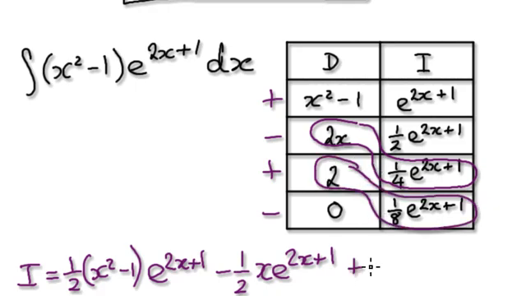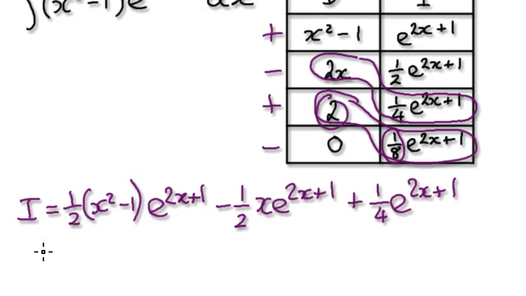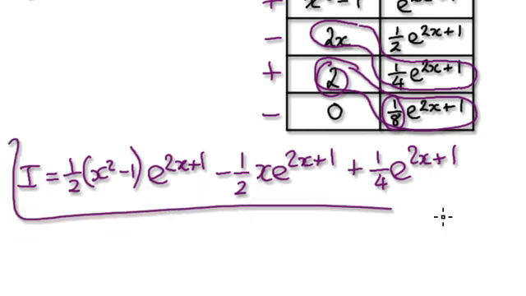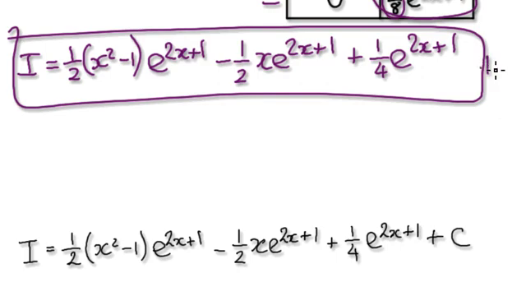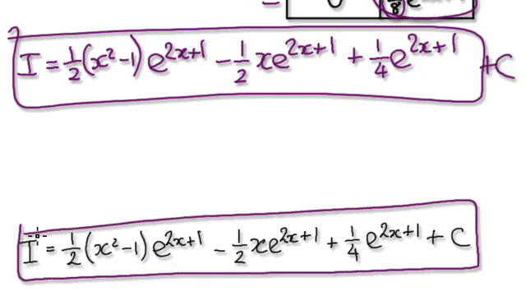The third term will be plus, and then an eighth times 2, so that will be a quarter, and then e^(2x+1). So overall our integral will be this, and don't forget the plus c. So this here is our final answer. Okay.